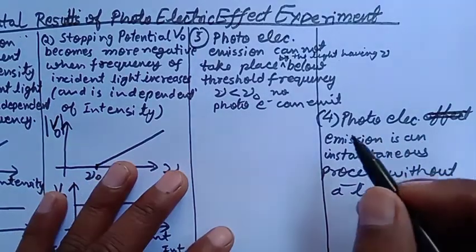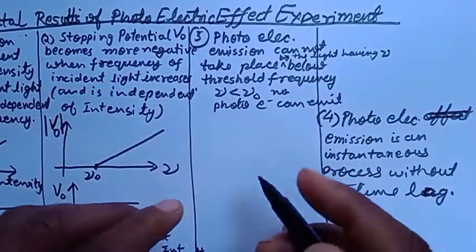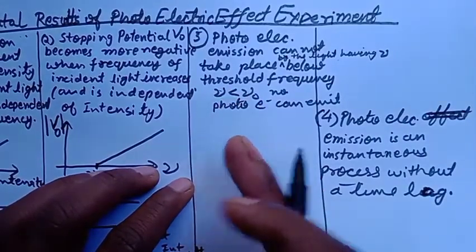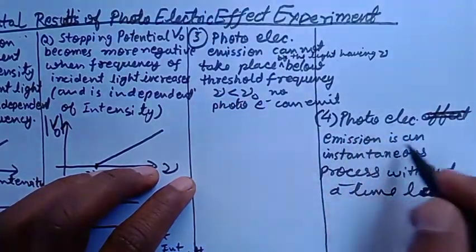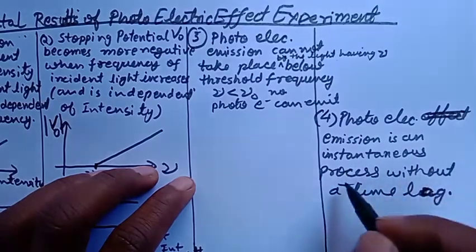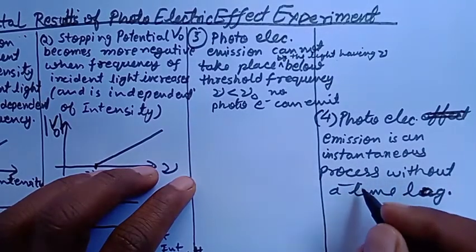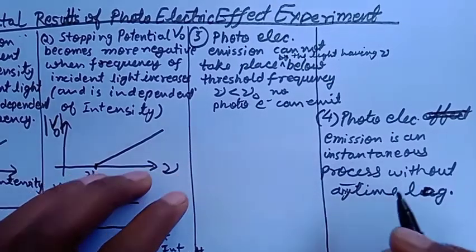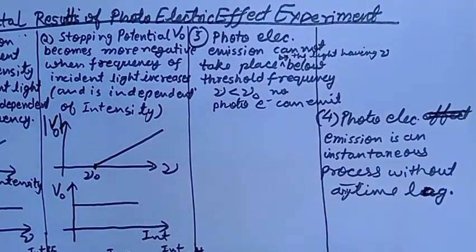So the last point, nothing to discuss here, so no graph is related. Here photoelectric emission is an instantaneous process without any time lag. Instantaneous means as we expose that metal surface to radiation, it will emit photoelectrons instantaneously.